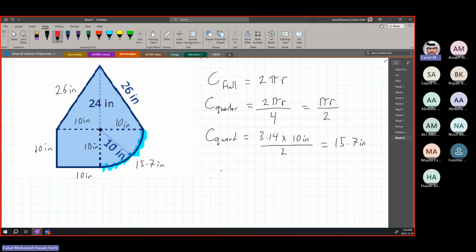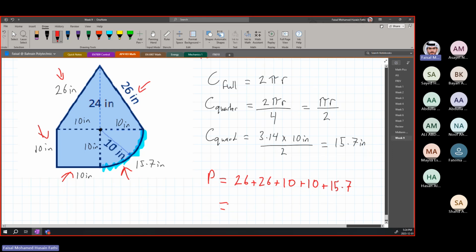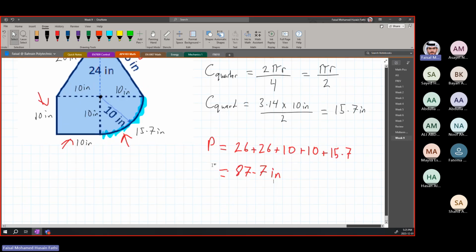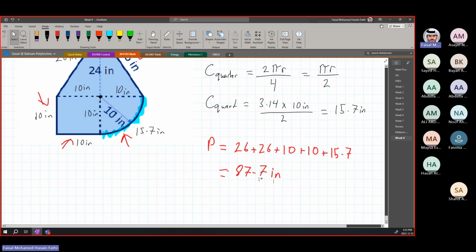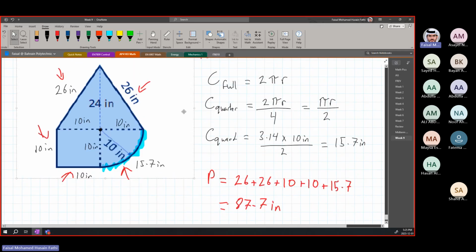Now, if we want to find the perimeter, P is equal to 26 plus 26 plus 10 plus 10 plus 15.7. Just adding the sides. This is going to give us 87.7 inches. It's inches, 87.7 inches. We found the perimeter. Now let's move on to the area.